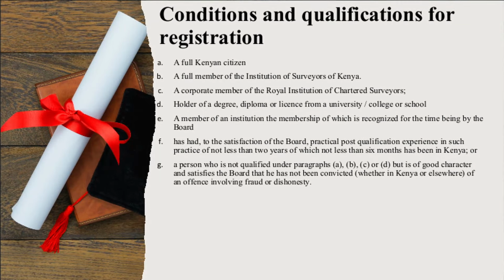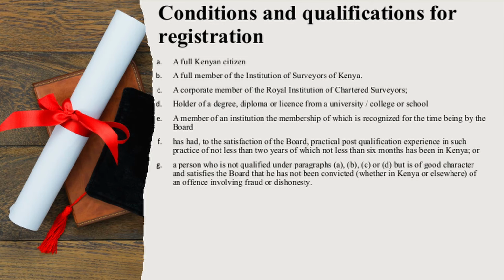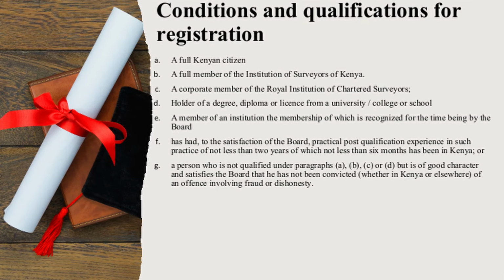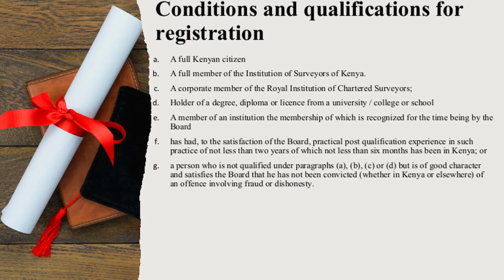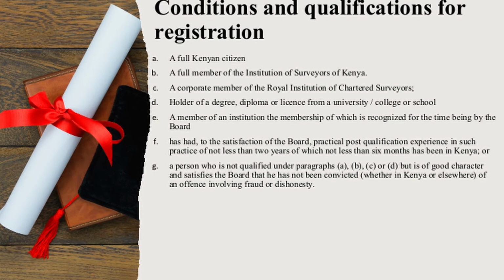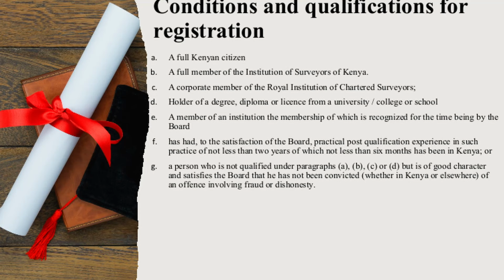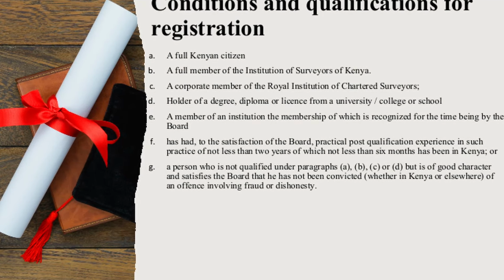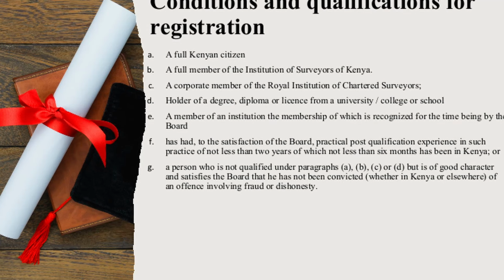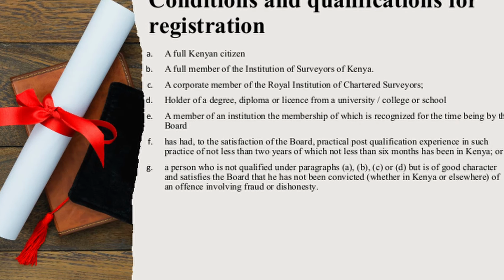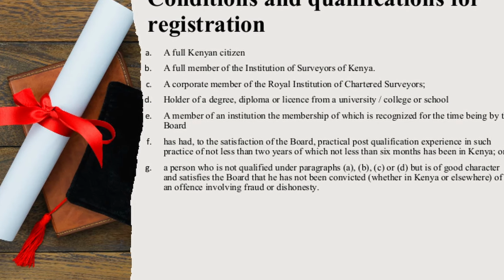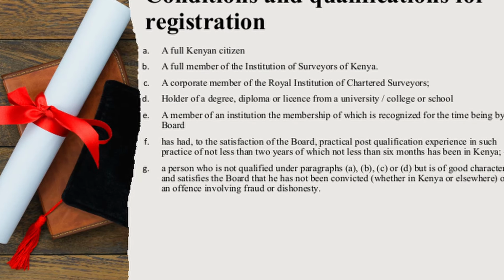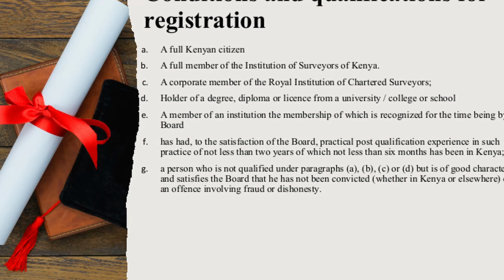And now we need to go to the process of registration. Before you register, there are a few requirements that you should meet. The first requirement is you need to be a Kenyan citizen. The Estate Agents Act is a Kenyan law, so for it to apply to you, first you need to be a Kenyan citizen. Secondly, you need to be a member of the Institution of Surveyors of Kenya. You may also be registered if you can show the board that you are a corporate member of the Royal Institution of Chartered Surveyors and your membership is still up to date.